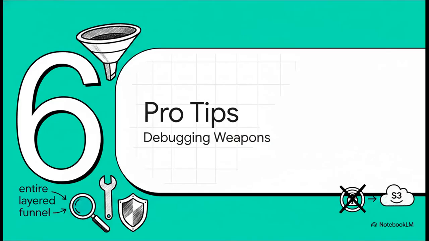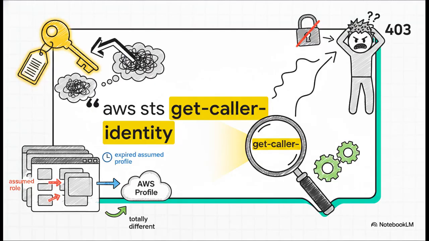Crazy, right? Finally, Section 6, Pro Tips for Troubleshooting. Listen, if you take absolutely nothing else away from this explainer, treat this CLI command like a golden mantra: aws sts get-caller-identity. Just run this immediately the second you get a 403. It definitively tells you exactly who the active caller is.